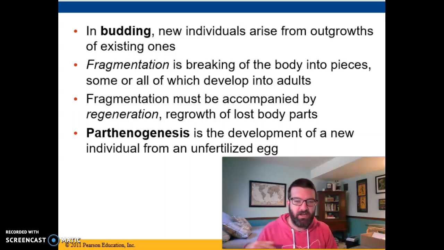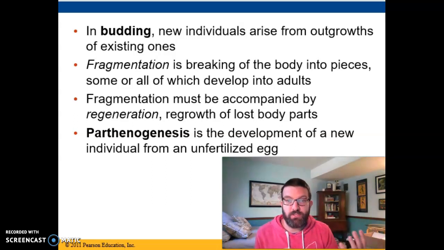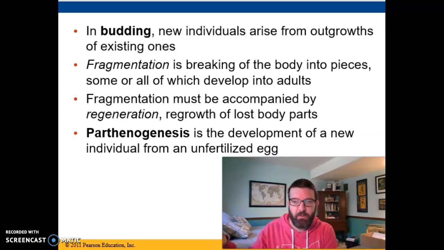This would be like if I had a little mark growing off my shoulder, and it would grow there until it got big enough that it would fall off, and there you have two marks. Fragmentation is similar, but it means you've broken off a body piece, and then that can develop into an adult. An example of this would be sponges can do this, or some planarians, for example.